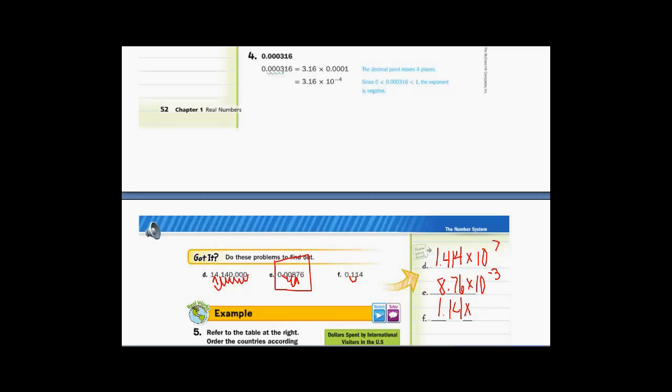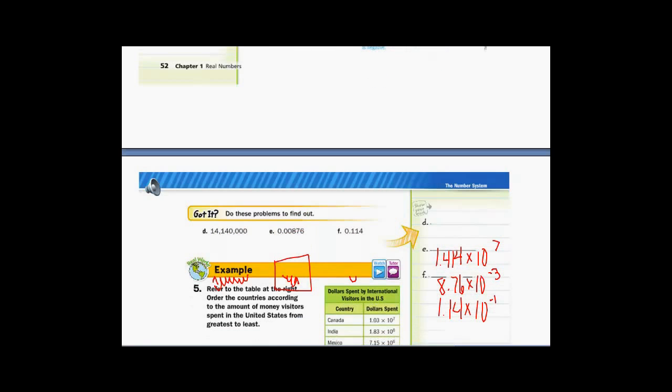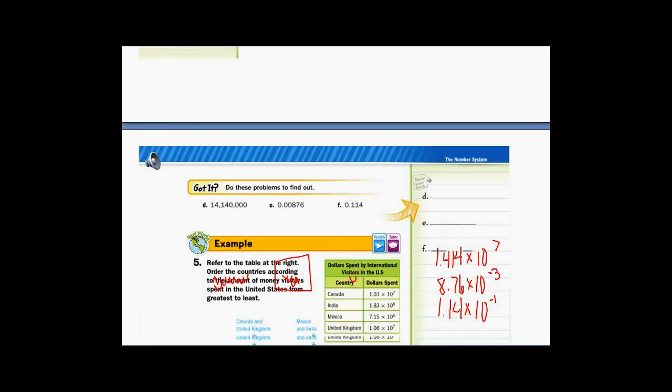1.14 times 10 to the, I only moved it one time, so it's a 1. Positive or negative? It would be negative. Why? Because it started off as a number less than 1, a teeny tiny decimal. All right, now let's see if it's going to behave itself.